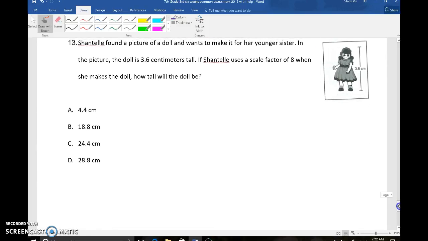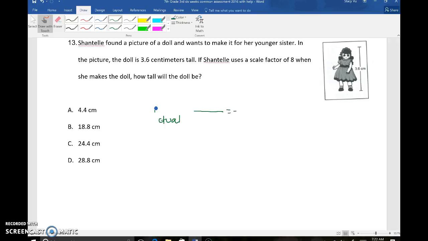All right, number 13. Chantel found a picture of a doll and wants to make it for her younger sister. In the picture, the doll is 3.6 centimeters tall. If she uses a scale factor of 8 when she makes the doll, how tall will the doll be? So what this is saying, and because we know we need to do picture over actual.